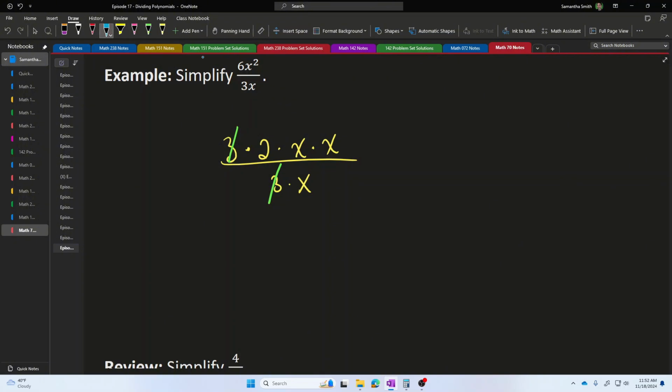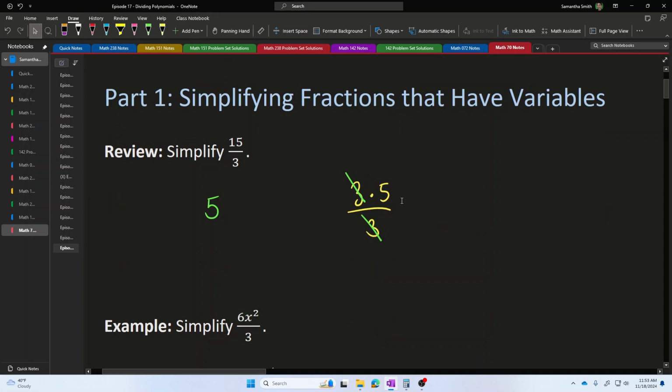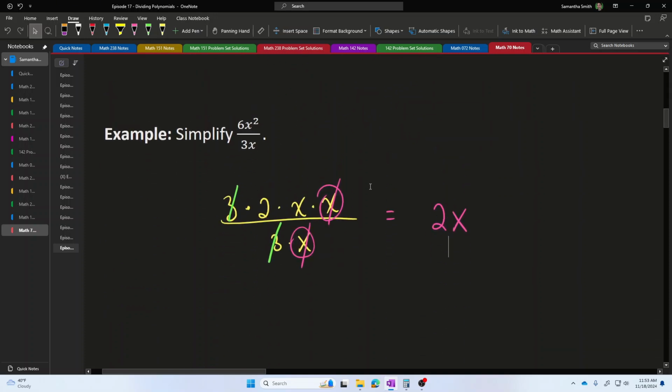Also, this multiplied x and this divided x will cancel each other out. So this multiplied x and this divided x will cancel. So all that will be left is the quantity 2x in this expression, in the same way that with 15 over 3, 3 times 5 over 3, the 3's canceled and all that was left was the 5. Here, all that will be left is the 2x in the numerator.